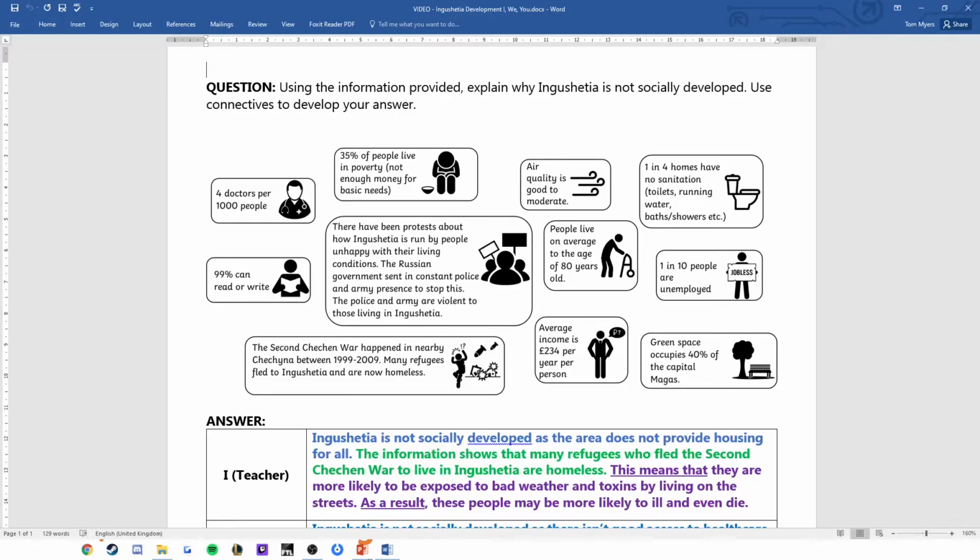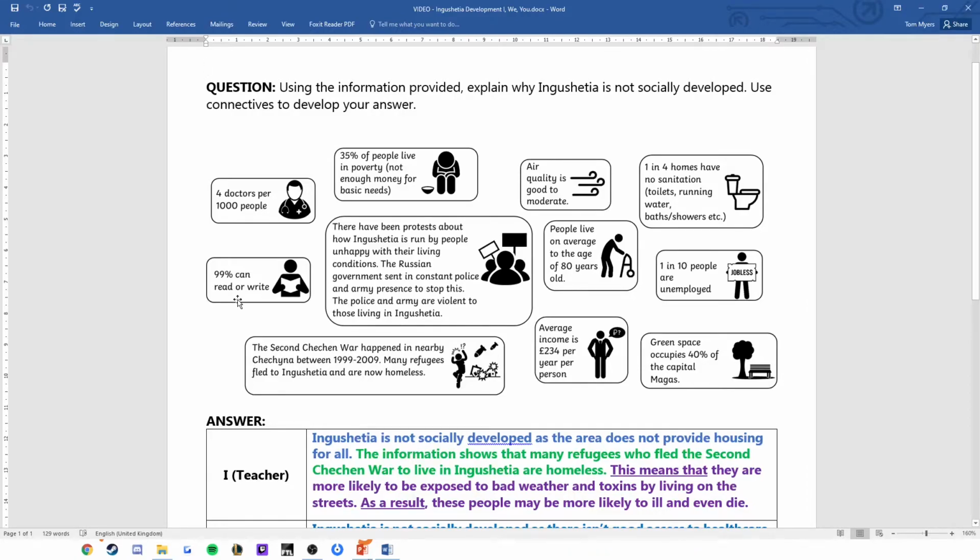Air quality is good to moderate. This is environmental development. 1 in 4 homes have no sanitation. So sanitation are toilets, running water, bath, showers, anything to do with hygiene. This is another factor that explains why Ingushetia is not socially developed. So it's about housing. So it is to do with our question. It is a proof that Ingushetia is not socially developed.